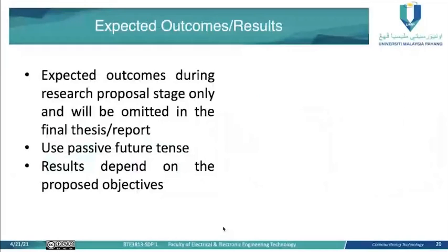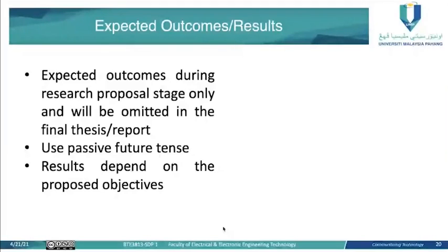Expected outcome, or expected results, will be a part of your proposal but will not be there in your thesis later on. When you write your proposal, you write expected outcome. When you present your proposal, you present your expected outcomes. But when you write your thesis, there is no more expected, because it has already become reality. It's not expected anymore. In the proposal it is expected, but in the thesis later on, no more expected.